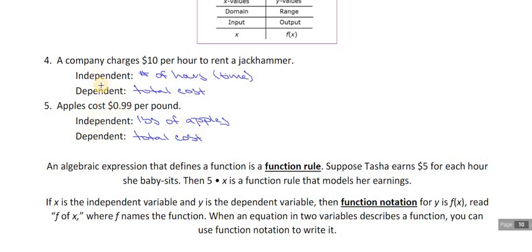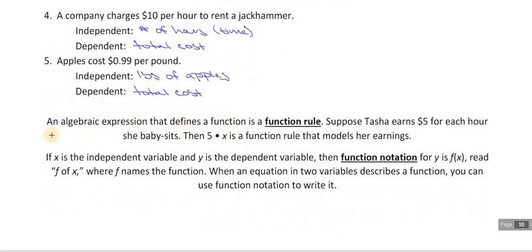Numbers 4 and 5 are getting a little bit more specific because they give us a rate, per hour for number 4 and per pound of apples in number 5. So then we're going to actually be able to literally write an equation or a function rule for numbers 4 and 5.